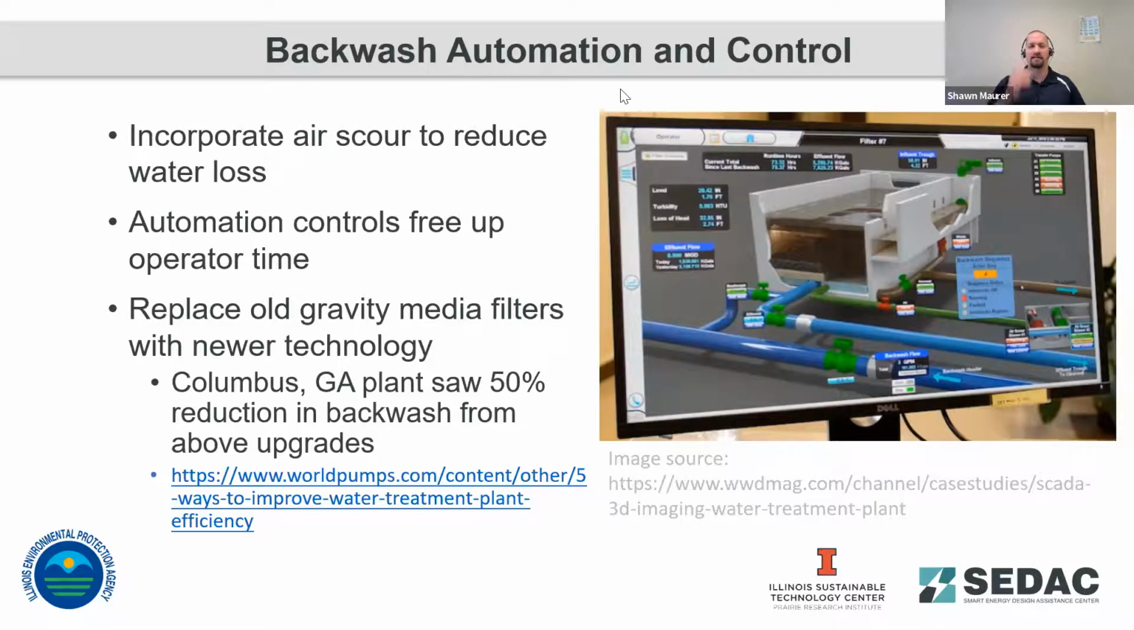Noting here in a case study, Columbus, Georgia did some upgrades to their old gravity media filters, added some controls, and saw a 50% reduction in that backwash water consumption.